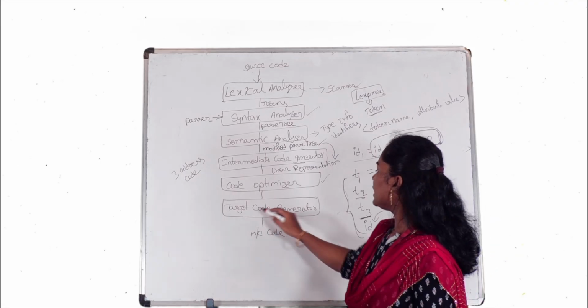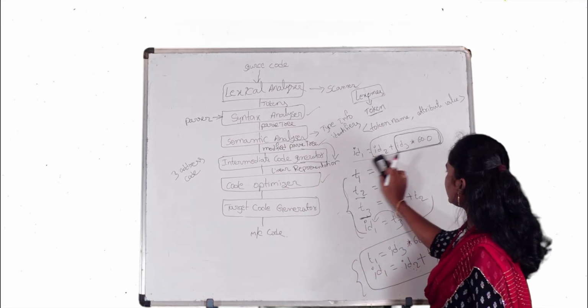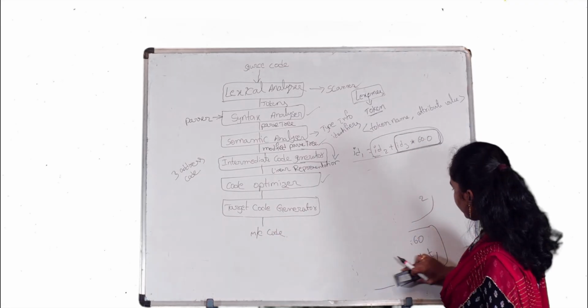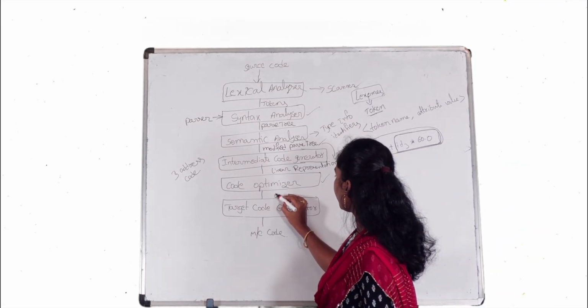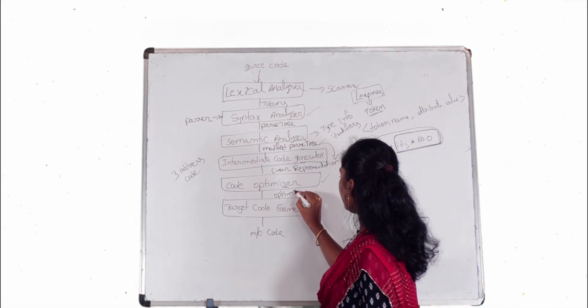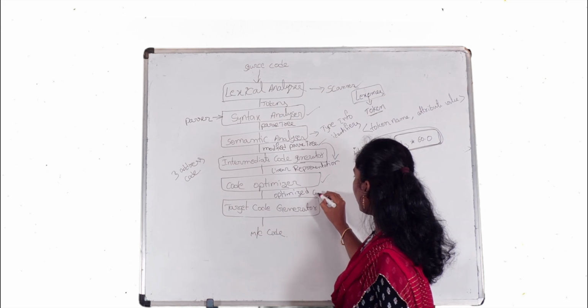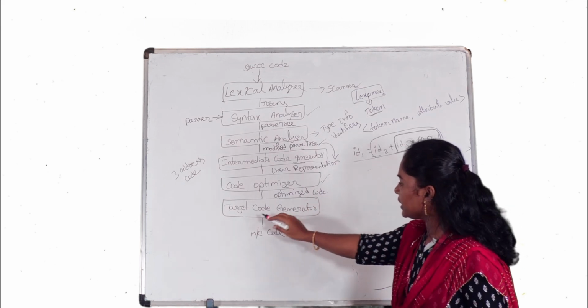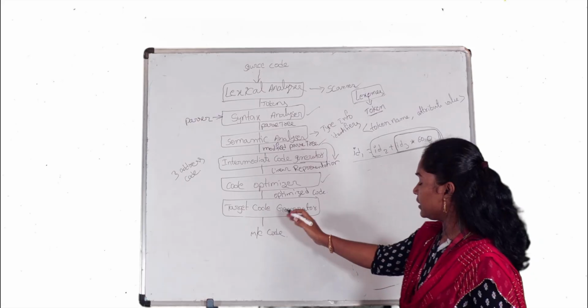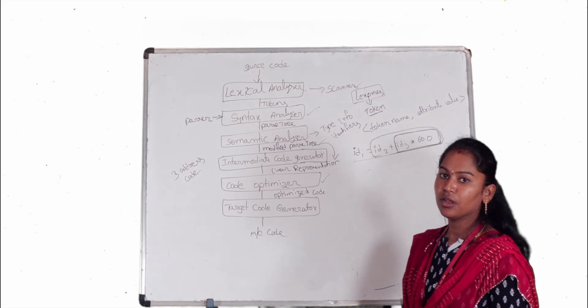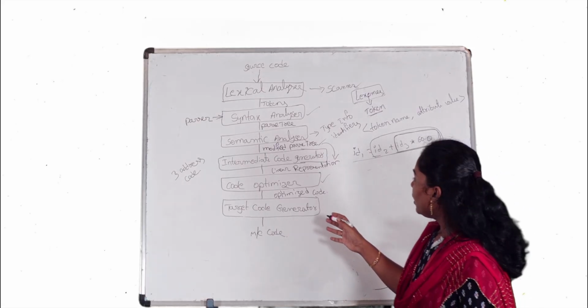Next one, target code generator. So what is the role of the target code generator? It takes as input the code generated by the code optimizer, and it generates the output as machine code. That is the main role it plays.